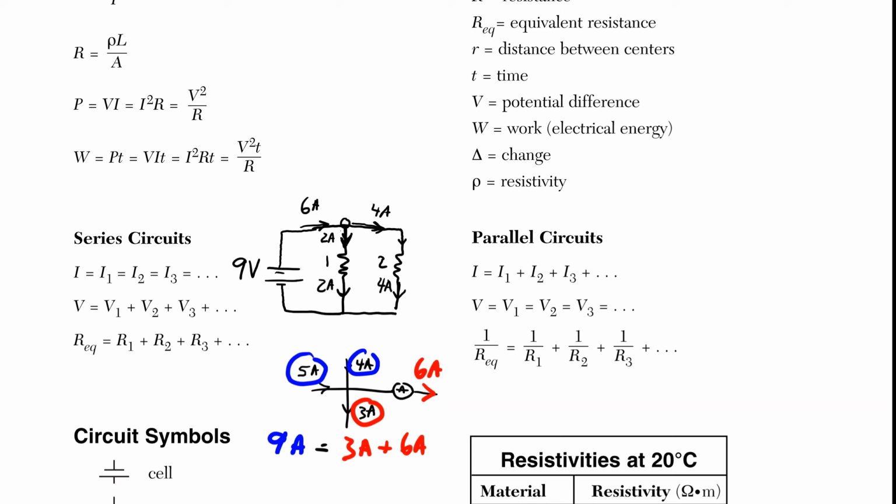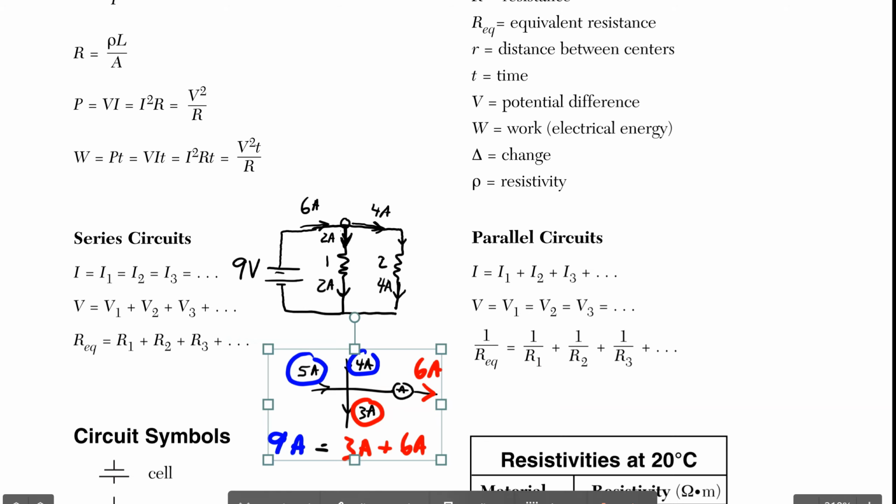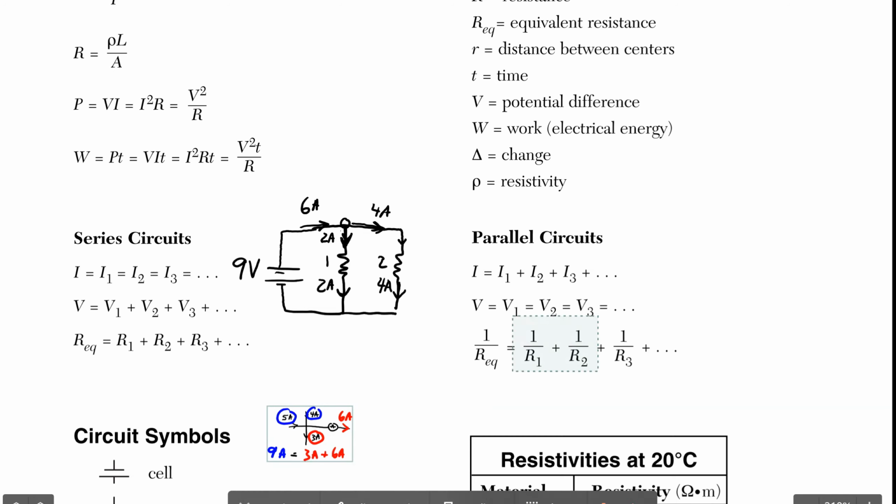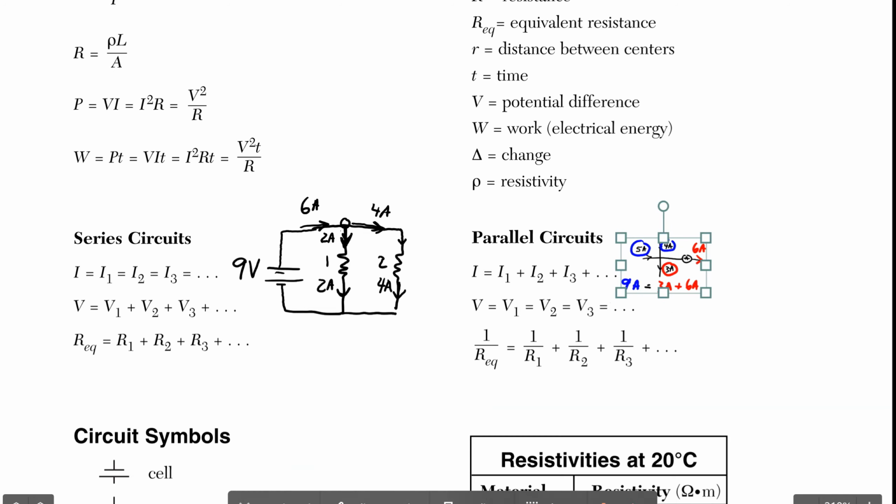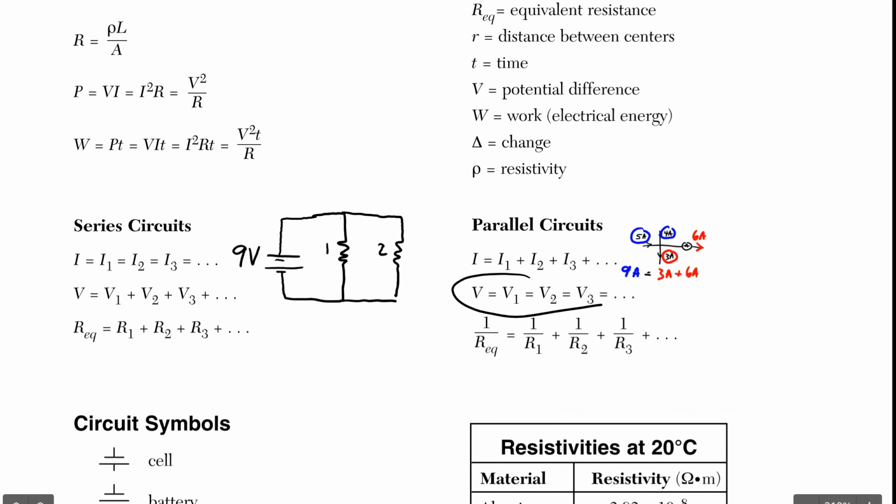That's just a little side thing about current and junctions that is important due to Kirchhoff's current law. Voltage is the same across everything in parallel, and the current in each branch adds up.